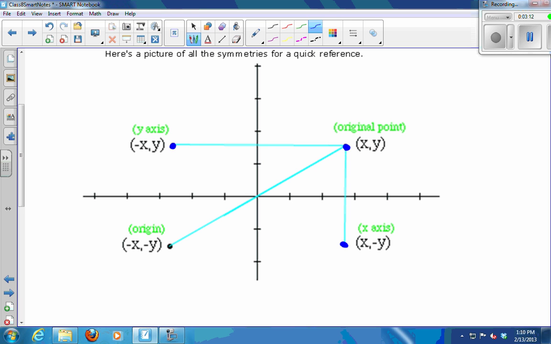And then for origin symmetry, if (x, y) is on the graph, then do your two folds. This point would be (x, negative y). Fold it again, and you'd have (negative x, negative y). So if you were to replace the x with a negative x and the y with a negative y, it shouldn't make any difference. Both points should be on the graph. So those are my tests.